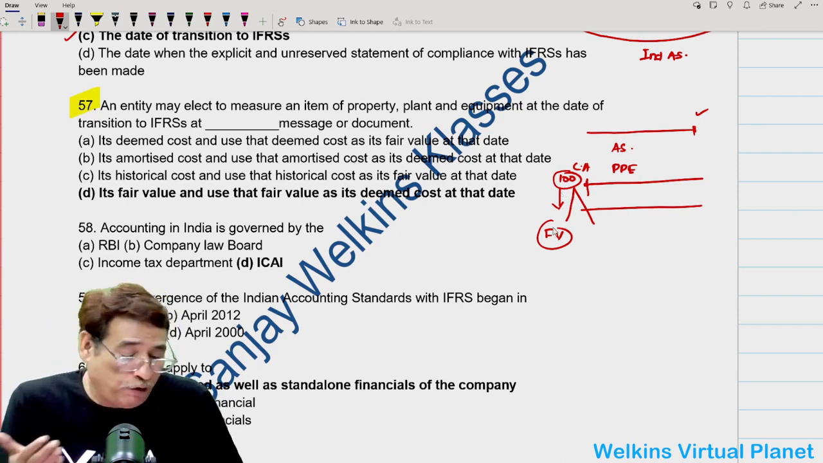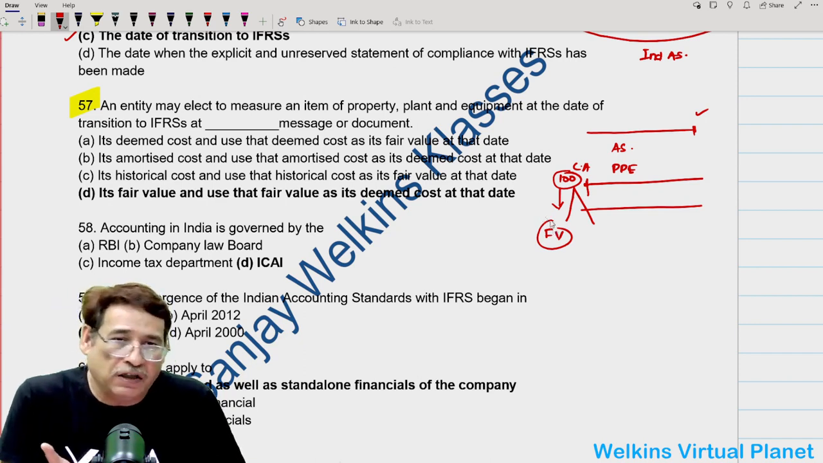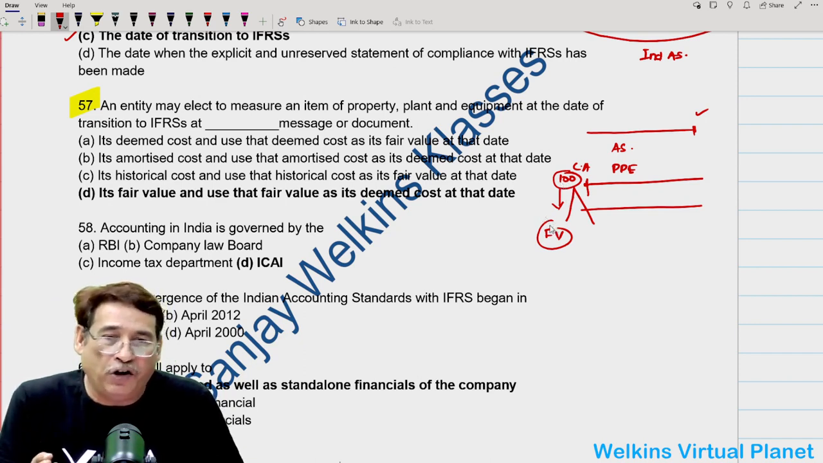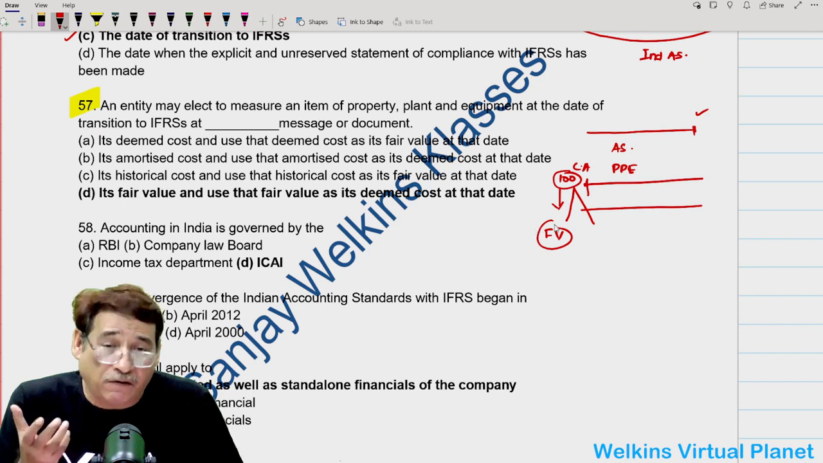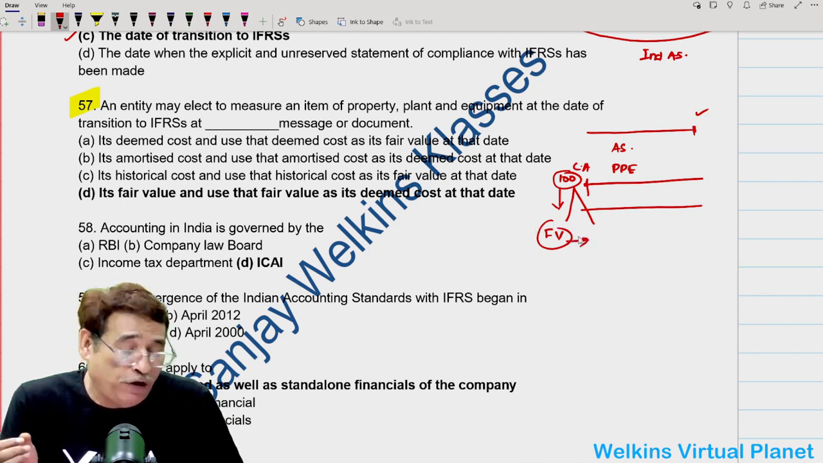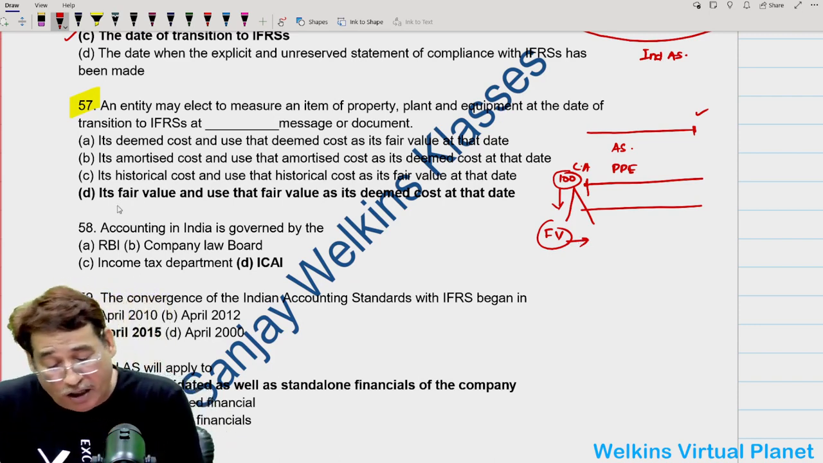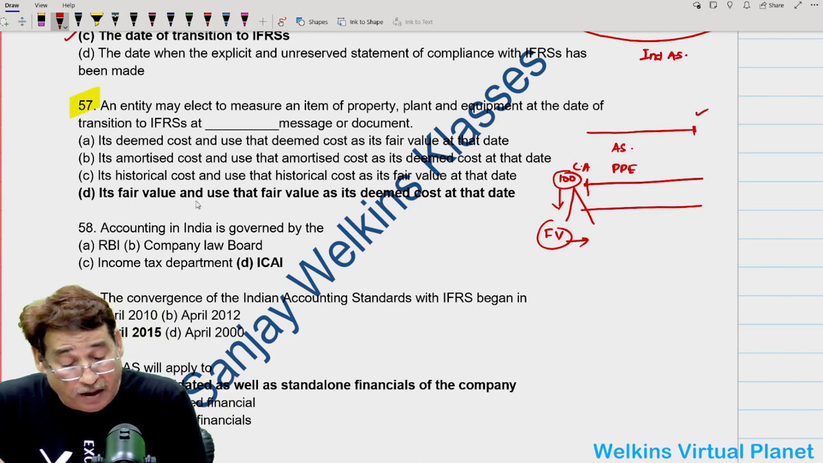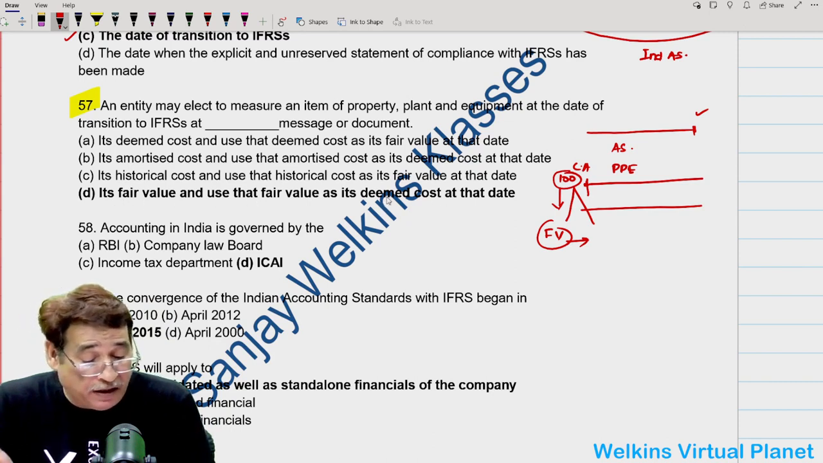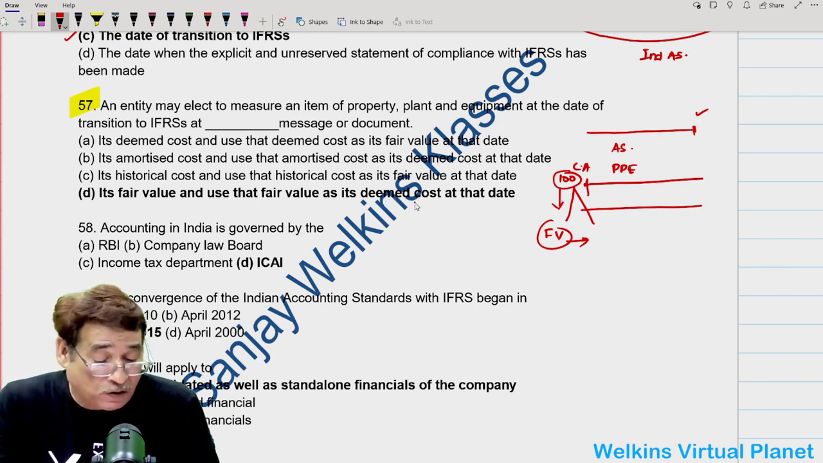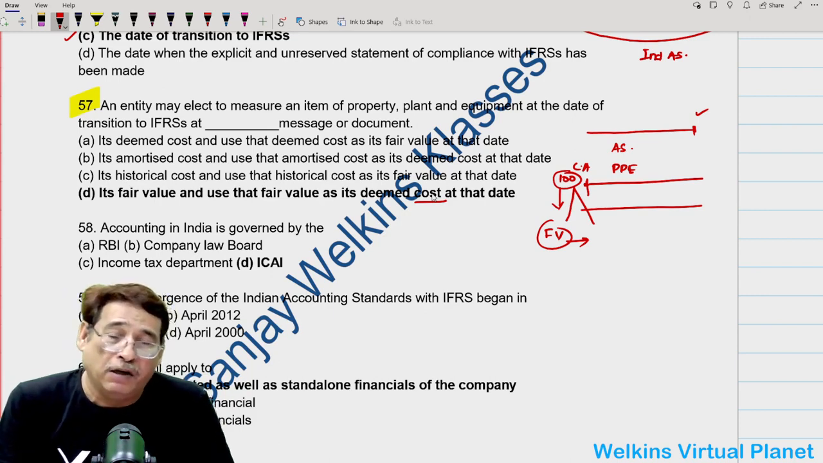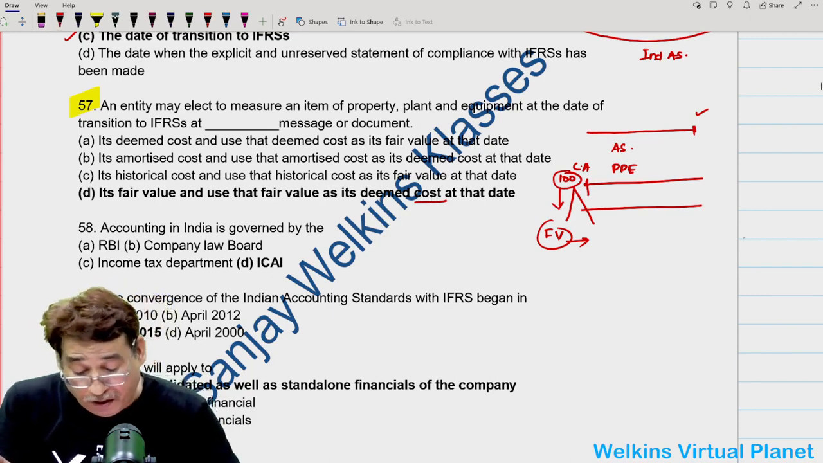But suppose you consider that we are going to record property, plant and equipment on the date of transition at fair value. Now this fair value will be considered as your cost, technically known as deemed cost. So fair value will be considered, deemed, as cost at that particular date. So that is the point.